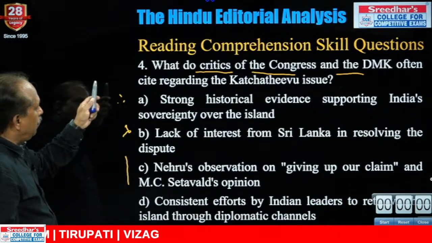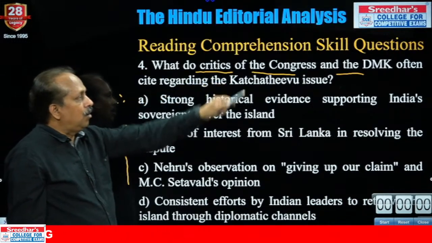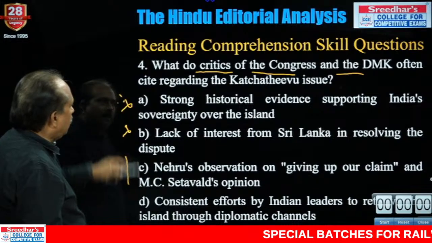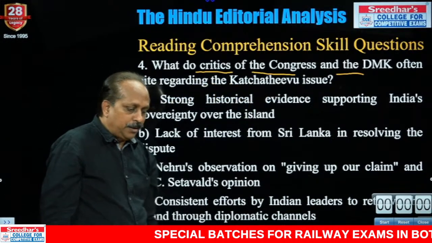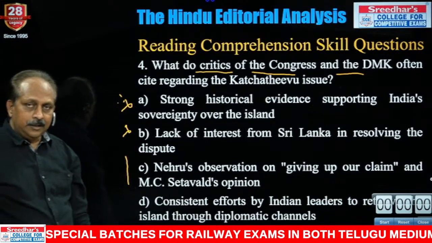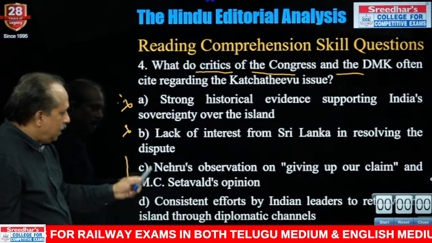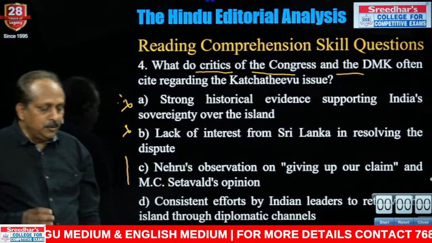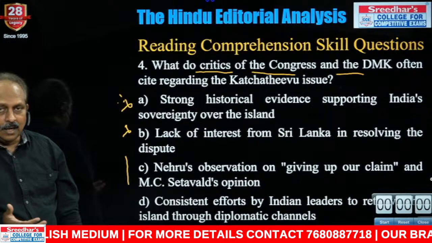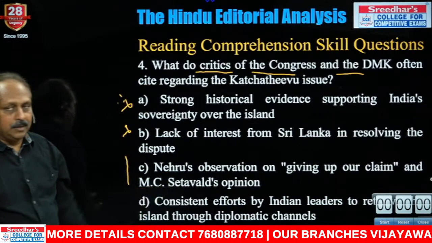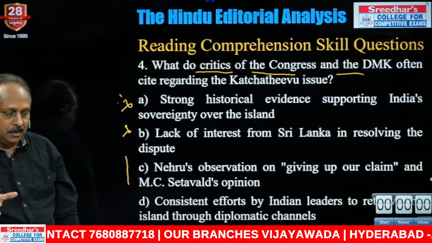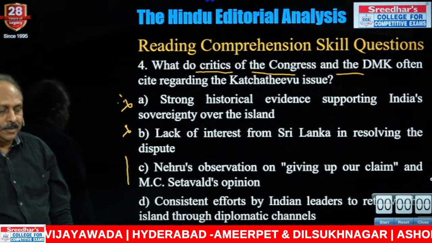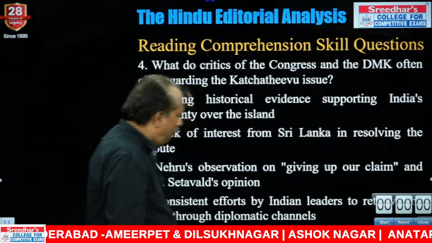No, no. Question number 4. What do critics of the Congress and the DMK? There is one particular sentence. No, no, no, no. Answer is not. It talks about the critics of those two parties. They said clearly in the editorial mention, they criticized Nehru's observation on giving up our claim and MC Setalvad's opinion. And editorial also says, though they criticize the Congress and the DMK on the basis of these two factors, the decision had sound basis. Remember, in the same sentence we got, even though they criticized, the decision had sound basis. Answer is C. No problem.